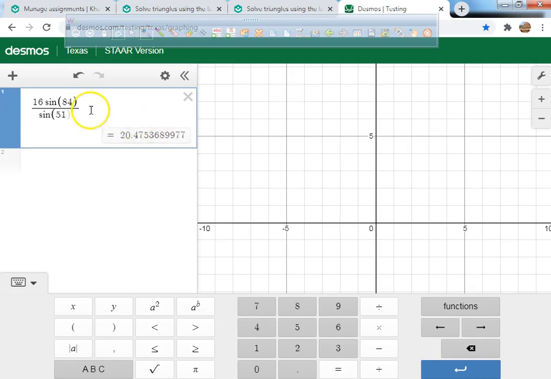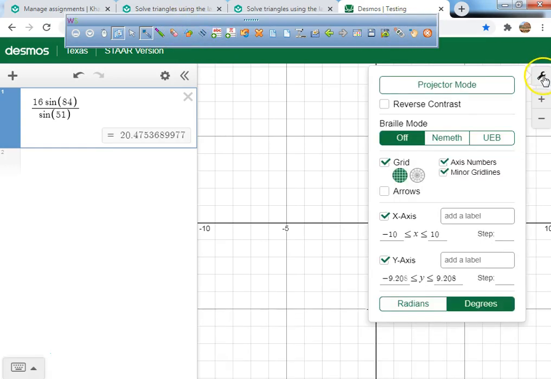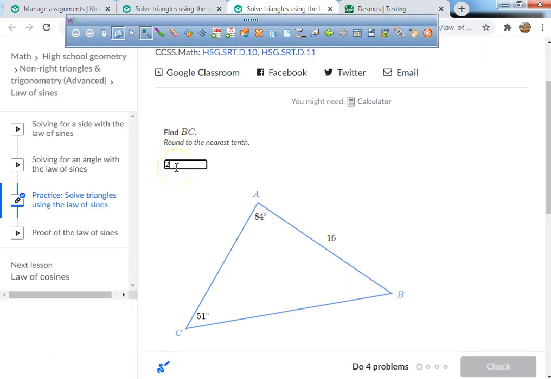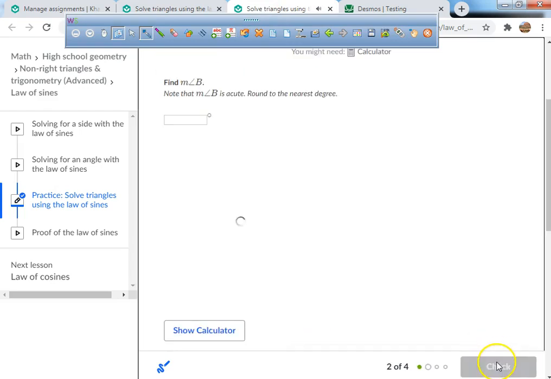So even if you don't have a graphing calculator at home, you could still do this on your phone and type it in. I just want to make sure you know you have access to both. But make sure you hit the little wrench here and make sure it's in degrees, not radians. That would be bad. See, look at radians. Bad. Degrees, good. Radians, bad. Degrees, good. Okay. 20.5. All right, very good.